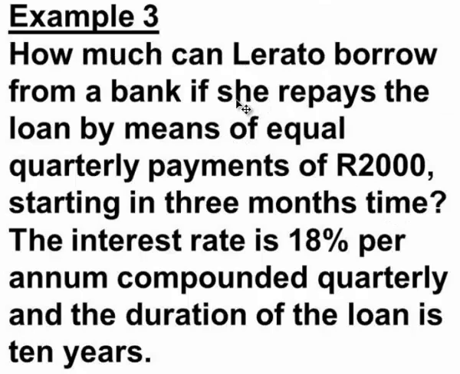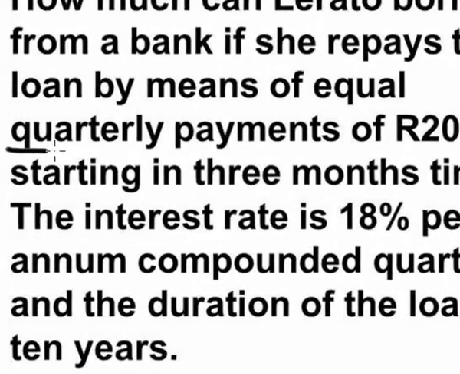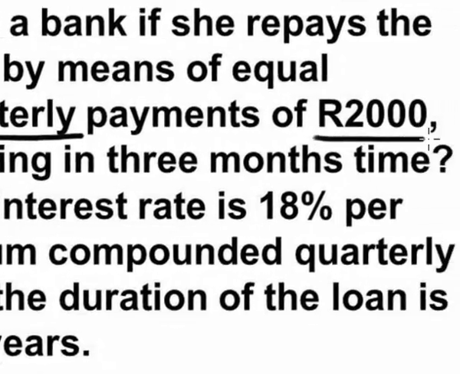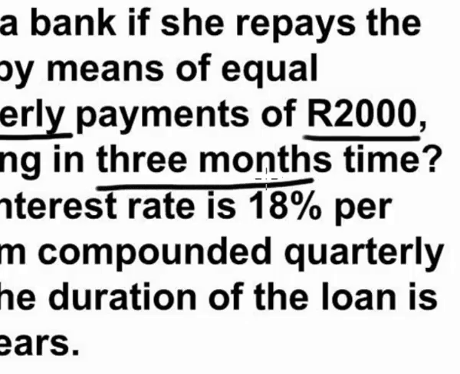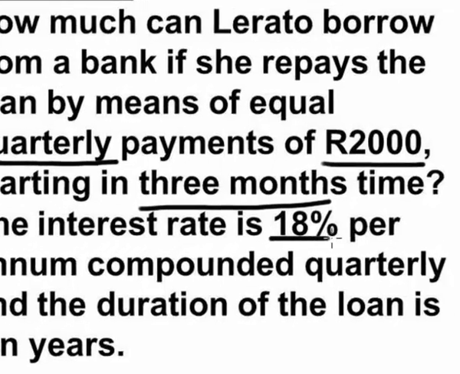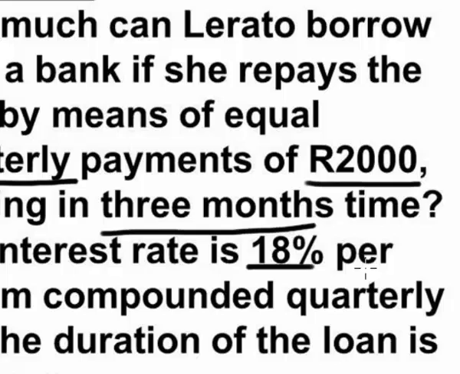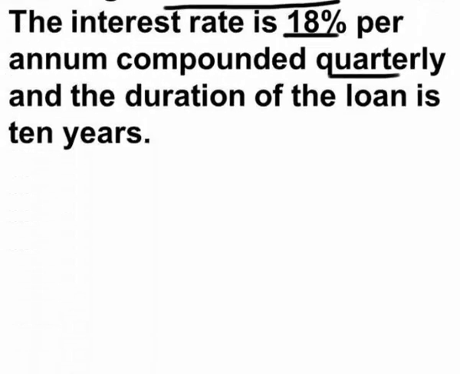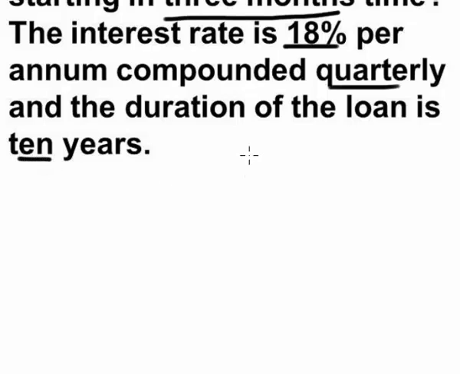Okay, look at this example, guys. How much can Lerato borrow from a bank? She's borrowing money from a bank. It's present value. A lot of money is borrowed now. If she repays the loan by means of equal, now watch this, quarterly payments of 2,000 in 3 months. Remember, a quarter is every 3 months. It's 4 times in the year. The interest rate is 18%, calculated quarterly. Okay, so we're going to work in quarters, and the duration of the loan is 10 years.